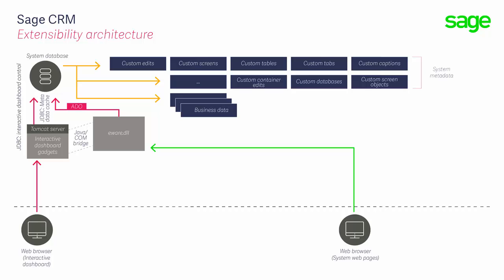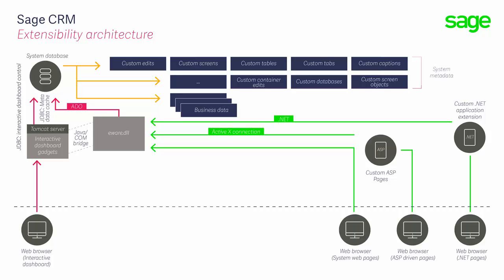These metadata references are then used by any of the screens constructed inside Sage CRM. Towards the bottom right of the screen you'll see reference to the web browser referencing either system web pages or ASP-driven pages or .NET pages. Here you can see these are all ultimately extracting definitions of the screens, partly from objects which tell it how to draw a screen, but very importantly deriving the properties and the structure of those screens and the lists from the underlying metadata. So the role of the eWare DLL is to assemble the metadata and generate the HTML that will then be presented into the different structures.